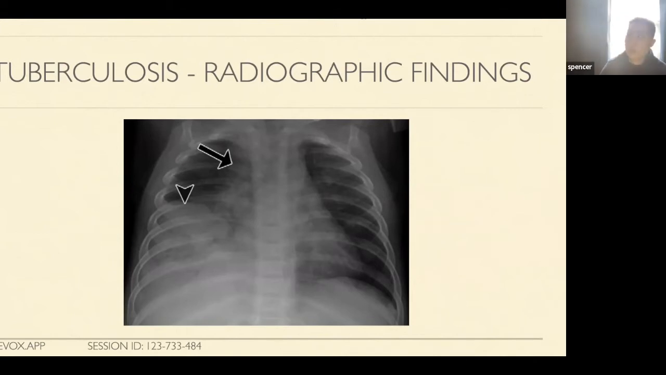Yep, great. So I see lymphadenopathy. In this one, we see that there's thickening of the right paratracheal stripe, consistent with lymphadenopathy, and also there's consolidation in the right middle and lower lobes.